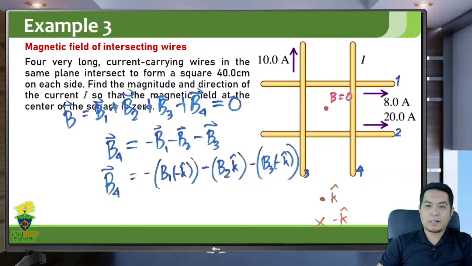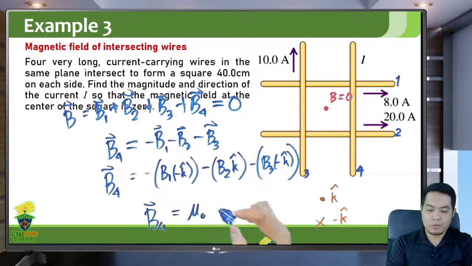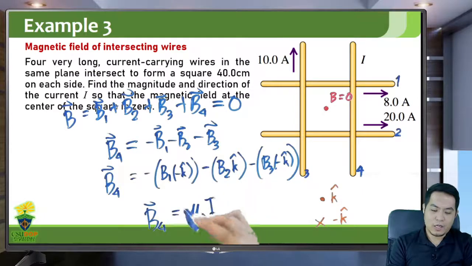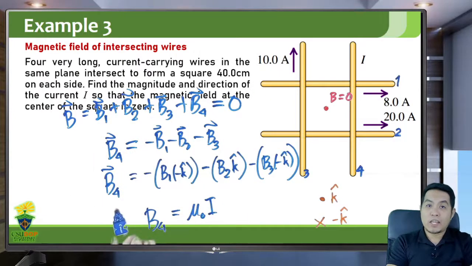So this is your starting point. I need you to continue this so that you can find the value of your magnetic field. You can now solve for the magnetic field B4. Once you have solved B4, you equate this to mu naught I over 2 pi R. Actually, from the direction of B4, you can also deduce the direction of the current.